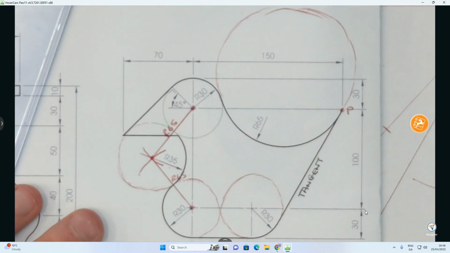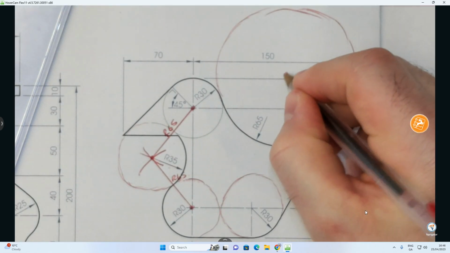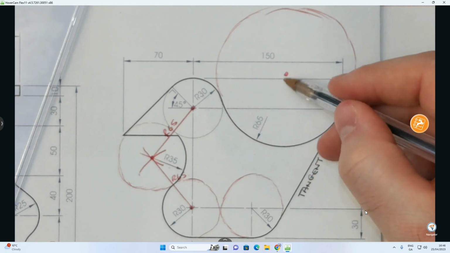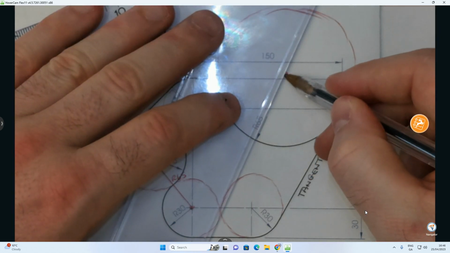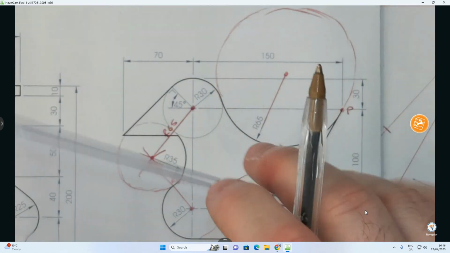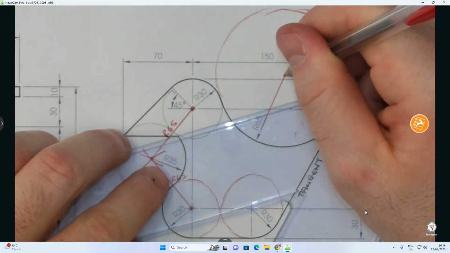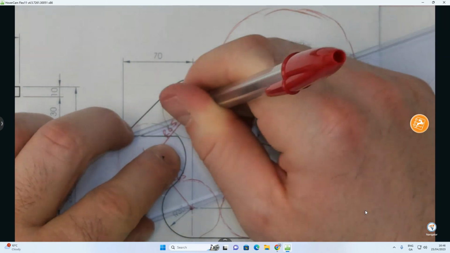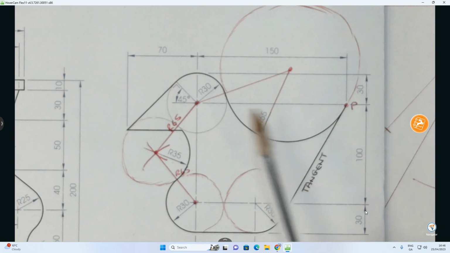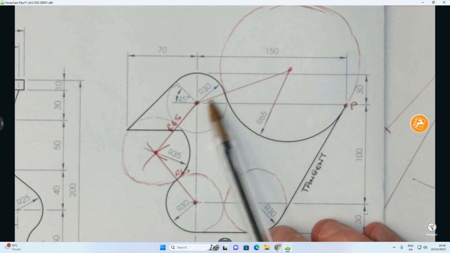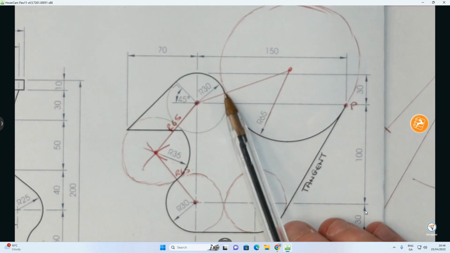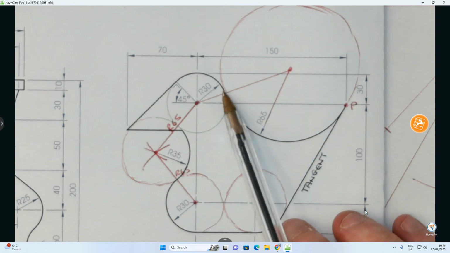If we come up here to the top one, once again, imagine the center is here. We know the radius of this one, it's a radius of 65. Okay, if I was to connect this point here to this center, because that's the one it's touching, what is this distance? Well, it's a radius of 30. What is this distance from here to the center? It's a radius of 65.